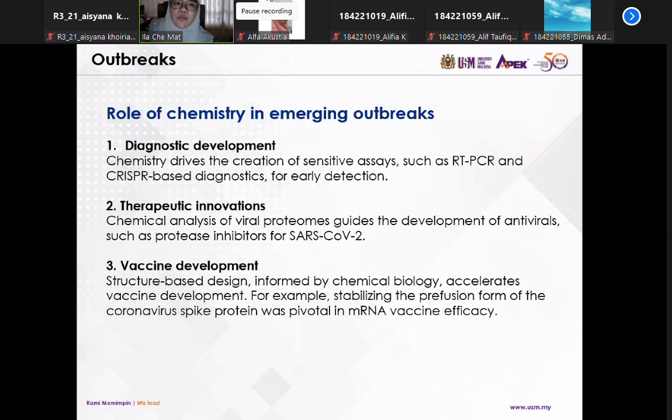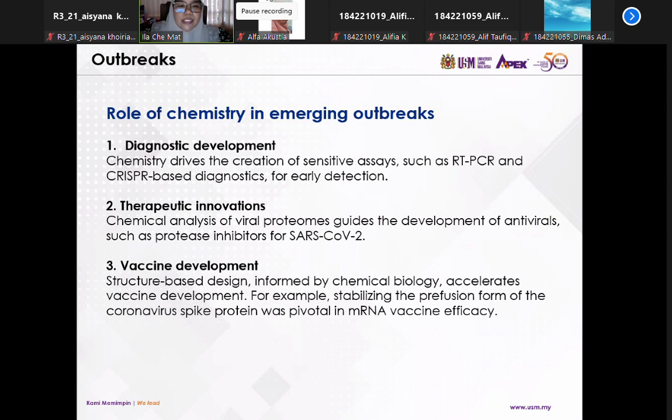So how will chemistry take a role during the outbreak? The first is of course diagnostic development. During the outbreak, we need something very rapid, very sensitive, and of course cheap too. So you need to develop a new method. Even for PCR, you have to screen for the genes that can be detected for certain strains. Then for therapeutic innovation, the chemical analysis of the proteome will support the development of antiviral drugs. For example, maybe we can create a protease inhibitor for SARS-CoV-2.